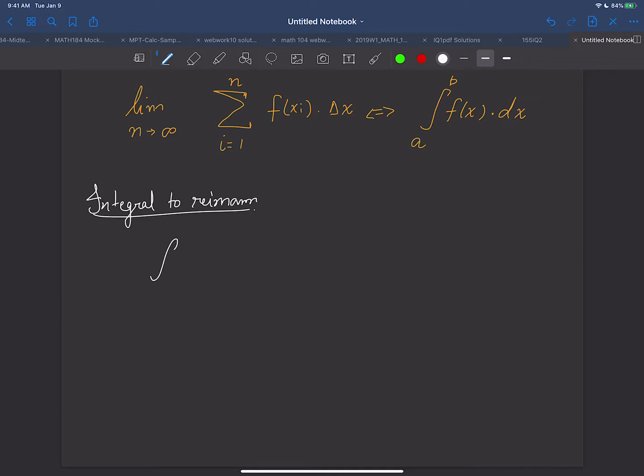So let's say I have this integral from 1 to 3 of x squared plus 2 dx. Okay, and I want you to find me a Riemann sum that represents this integral. Okay, so first of all, is it going to be a finite Riemann sum or an infinite Riemann sum? It's going to be an infinite Riemann sum because it's representing an integral.